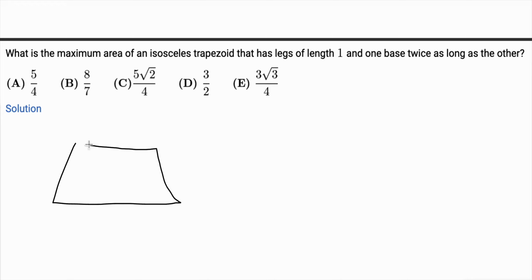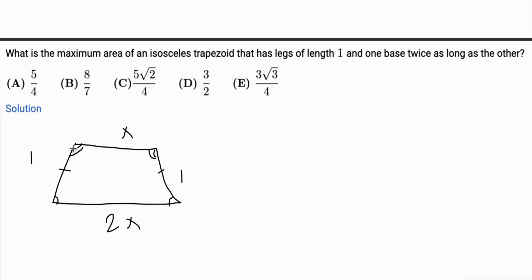It's isosceles, so the one thing we know is that these two sides are equal, these two angles are equal, and that means that these two angles are also equal. This base is going to be x, let's call this 2x, so it's twice as long, and it has legs of length 1. We want to find the maximum area of this thing.